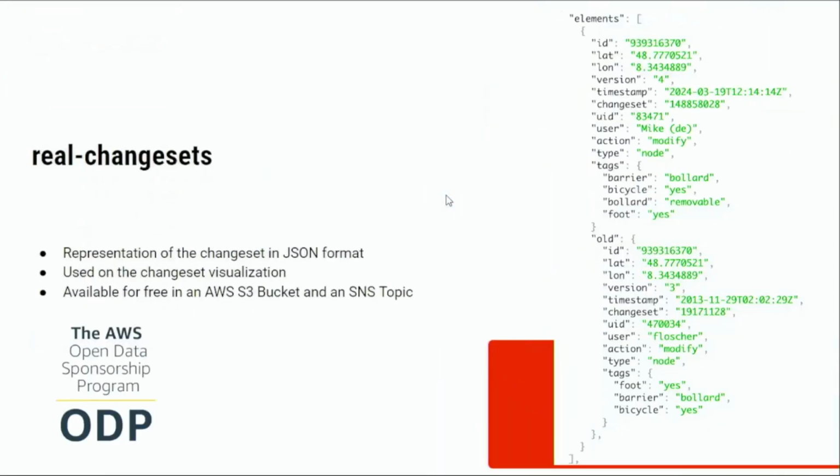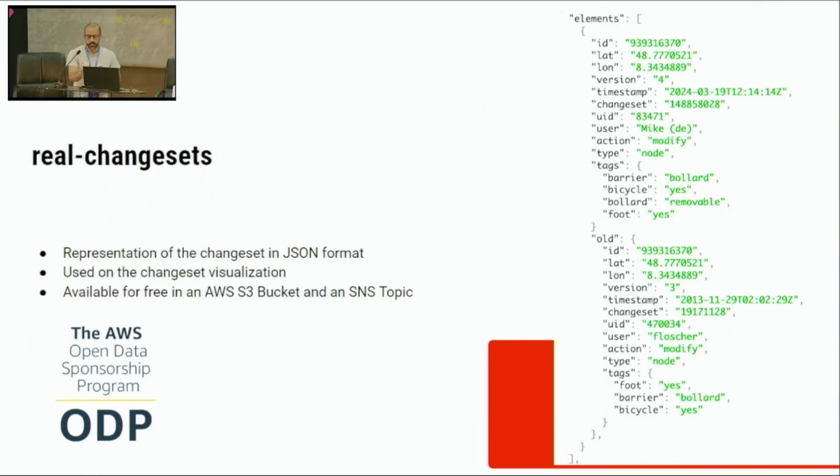And it also gives us other possibilities, like, for example, executing some scripts to read that information on the real changeset and check for data inconsistencies and data quality issues. And the real changesets are available for free in our AWS S3 bucket that is sponsored by the AWS Open Data Program.